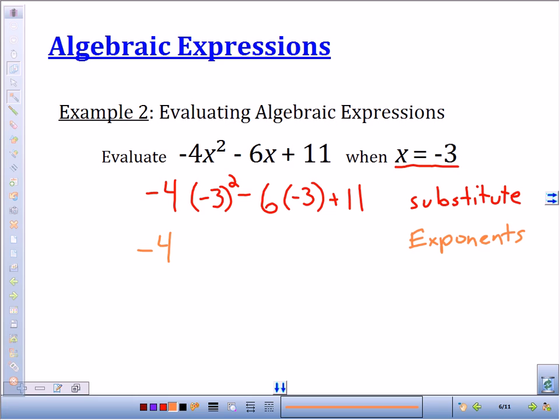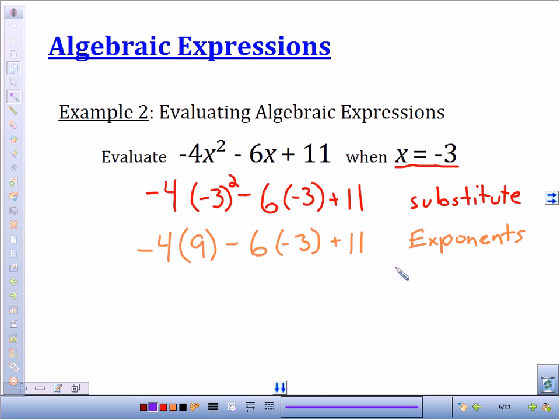So my answer is going to have to be positive. And 3 times 3 is 9. So -3 squared is positive 9. So I'm going to replace -3 squared with positive 9. And that is all I'm going to do in this step, because I was just concerned with the exponents.